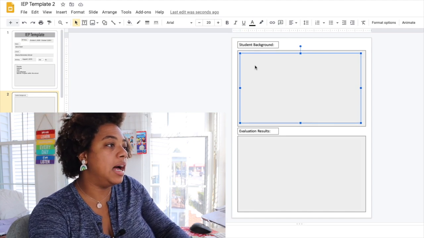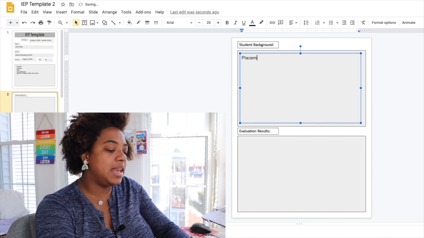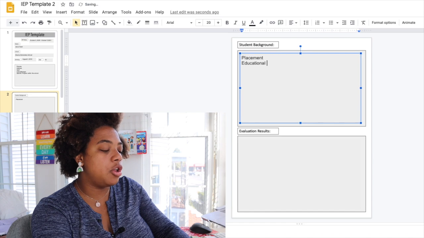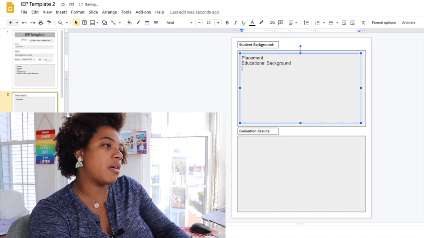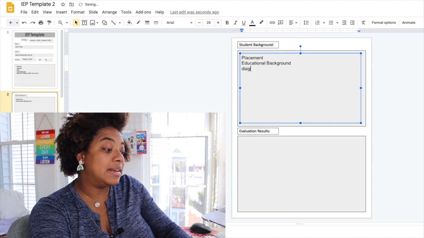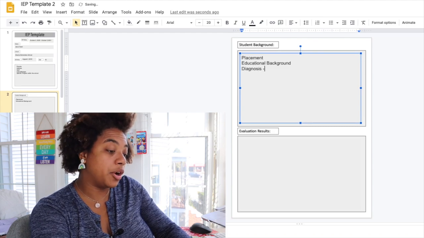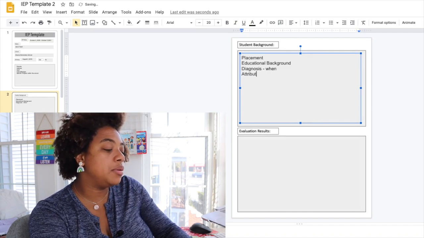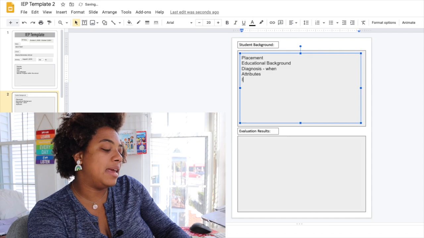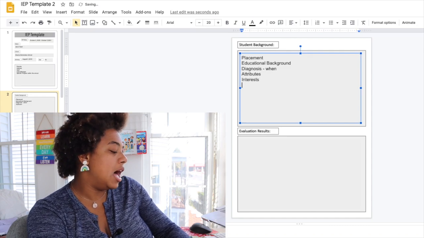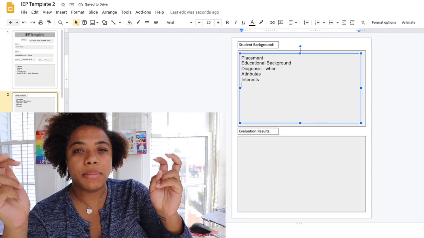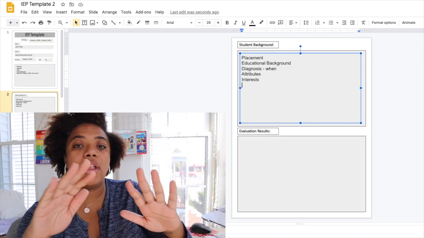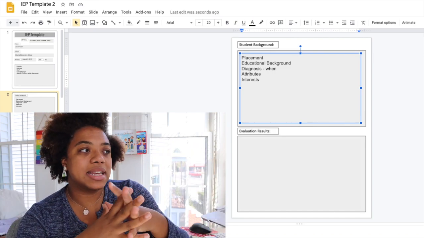Some things that in the past I've put in have been like the current placement, just their educational background, or what did we talk about earlier, like diagnosis and when that occurred. Maybe sometimes I would put like personal attributes, or like interests, but I wouldn't get too much into like the academic part unless your state has a joint background, personal and academic background. Then you would get into that.